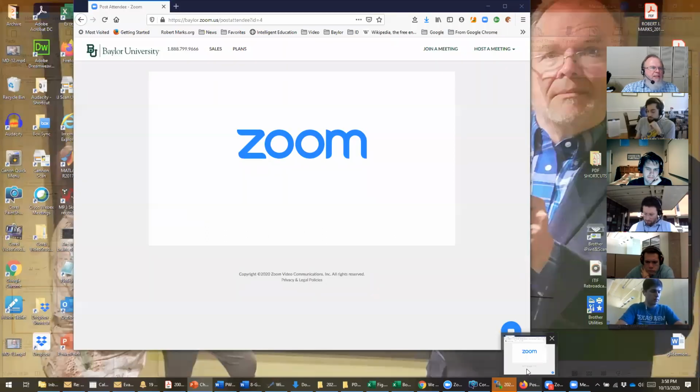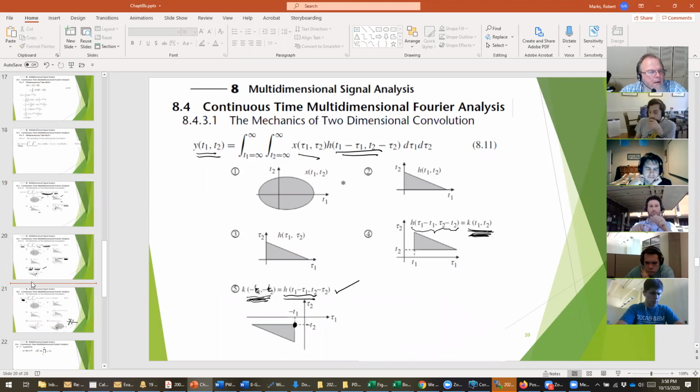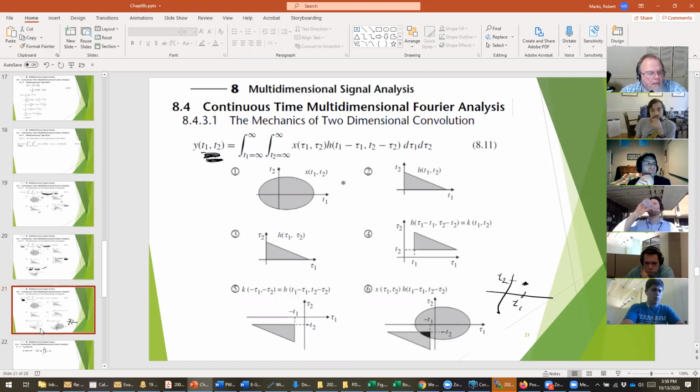Now there's plenty of places where convolution is used. Let me get a blank screen here to look here.